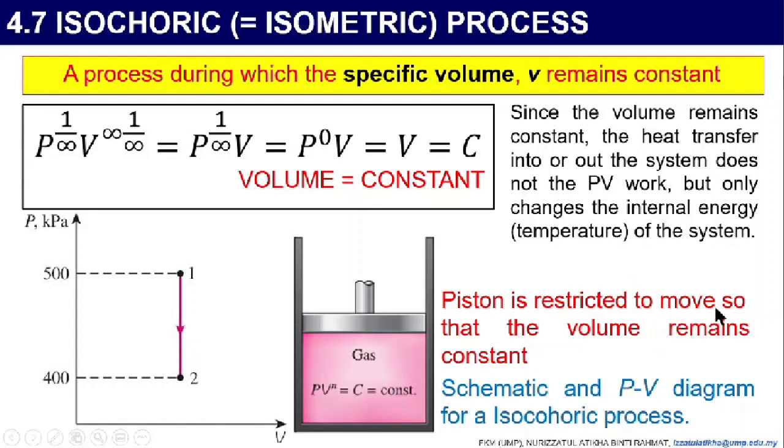So the piston is restricted from moving so that the volume remains constant. Schematic and PV diagram for an isochoric process is written here. If it is an isochoric process, then this is the equation that you need to use, and this is how you draw your PV diagram. Since the volume is constant, there are no changes in volume here. Initial state 1, end state 2, and pressure for initial state 1 is 500, end state 400. However, the volume or specific volume remains constant.